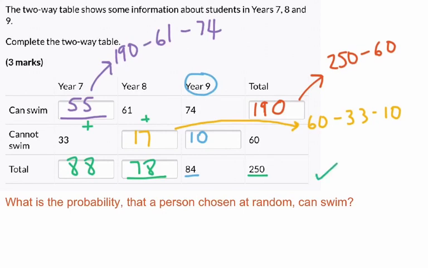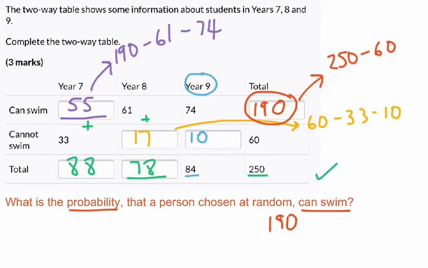And then last but not least, it says, what is the probability this time? So the first question we did fraction, this time is what is the probability that a person chosen at random can swim? So the total number that can swim is 190.